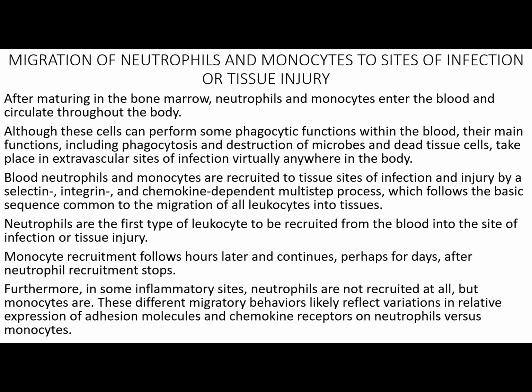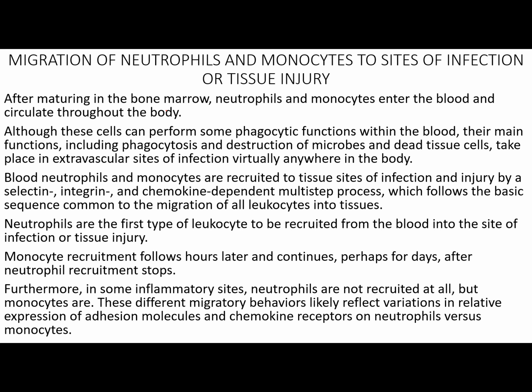Now, blood neutrophils and monocytes are recruited to tissue sites of infection and injury by a selectin, integrin, and chemokine-dependent multi-step process. Yun yung in-explain ko kanina, which follows the basic sequence common to the migration of all leukocytes into the tissue. Neutrophils are the first type of leukocyte to be recruited from the blood into the tissue or the site of infection or tissue injury. So ang unang WBC, class, na pumupunta kapag may infection or tissue injury, yung neutrophil ninyo. Now this would be followed by monocytes, which would occur hours later and would continue perhaps for days after neutrophil recruitment.